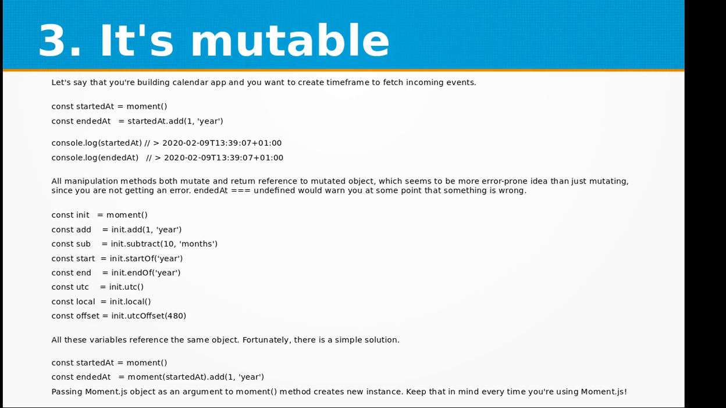The third point is it's mutable. Let's say that you're building a calendar app and you want to create a time frame to fetch incoming events. All manipulation methods both mutate and return a reference to the mutated object, which seems to be a more error-prone idea than just mutating. Since you are not getting an error, endedAt equals undefined would warn you at some point that something is wrong. So all these variables reference the same object.